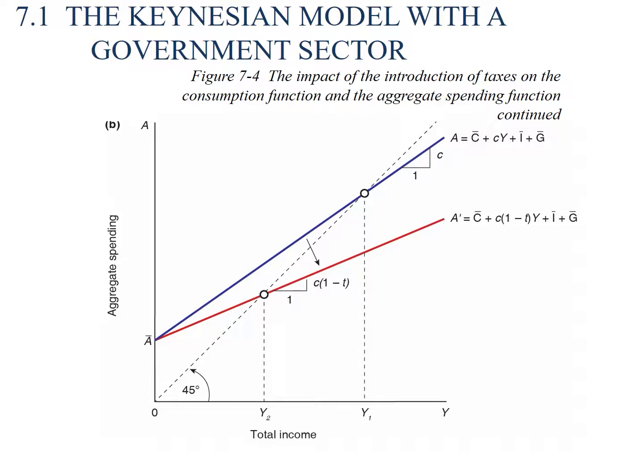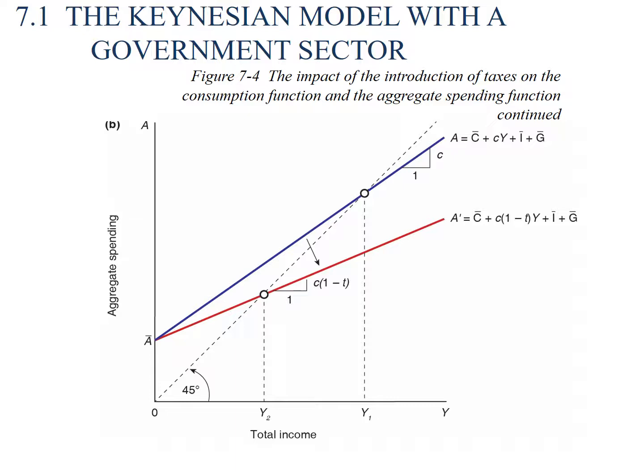Let's see how the introduction of taxes will alter our aggregate expenditure curve. So remember, the original consumption function is given by C equals C bar plus CY, which is indicated on the first line with a blue line. With the introduction of a proportional income tax, households cannot spend all their income. They have to first pay tax. The difference between income earned and the tax paid is disposable income.